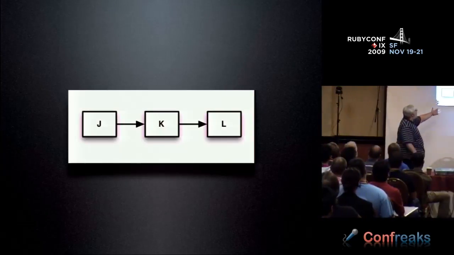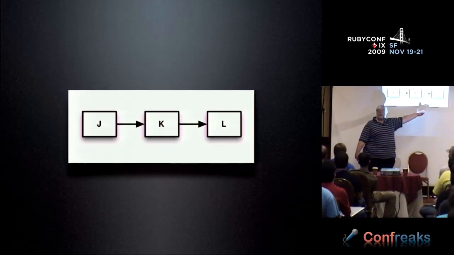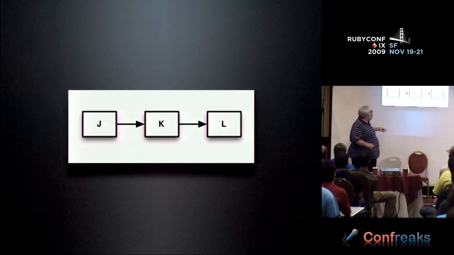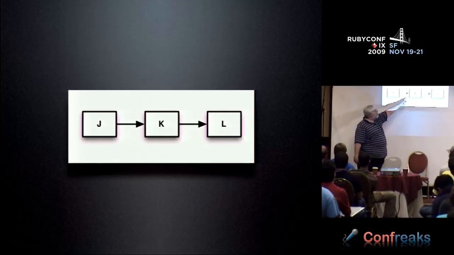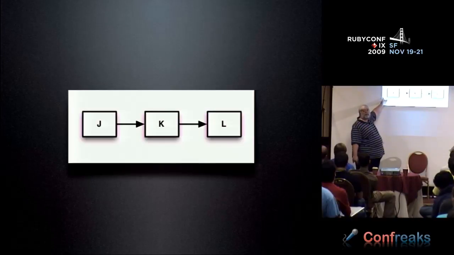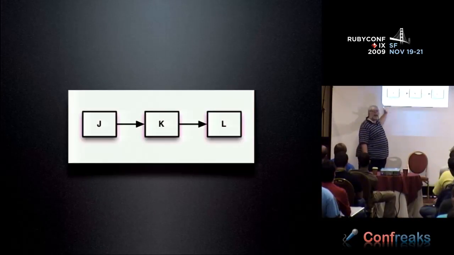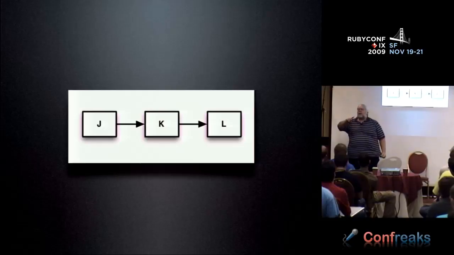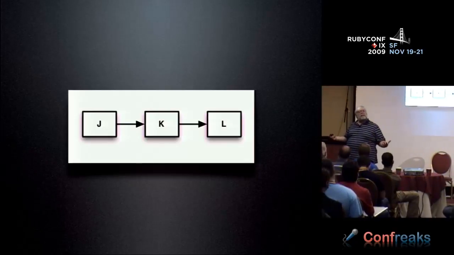Well, definitely K is affected, because K has a direct reference to L. Possibly, maybe, J is affected, because if K changes, we might force some changes back here. So there is a kind of a transitive property to dependencies as well. So this is the basis for the SOLID principles.